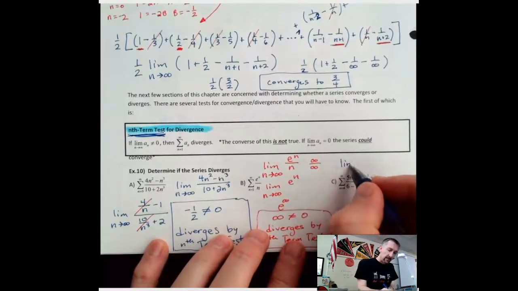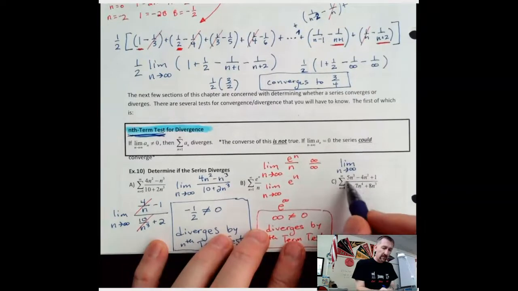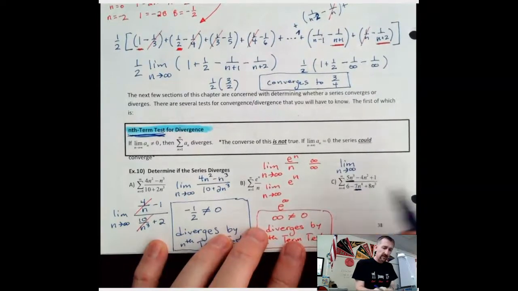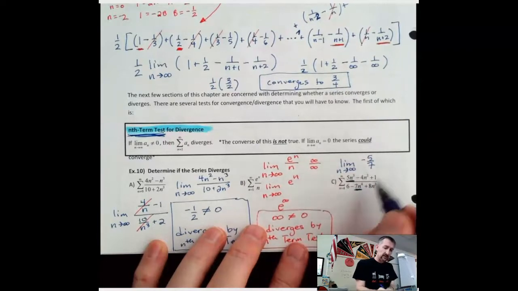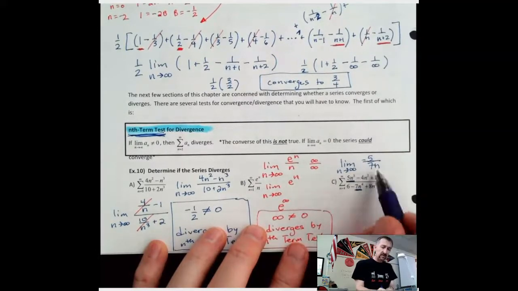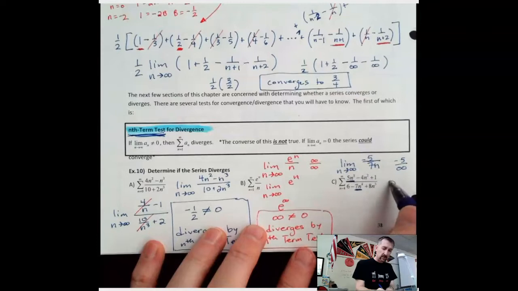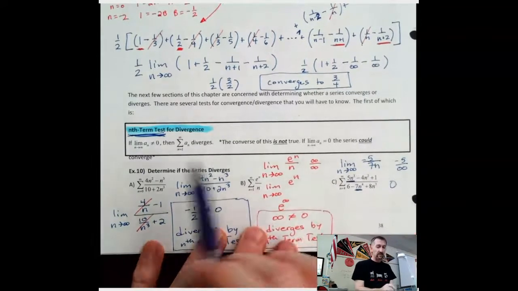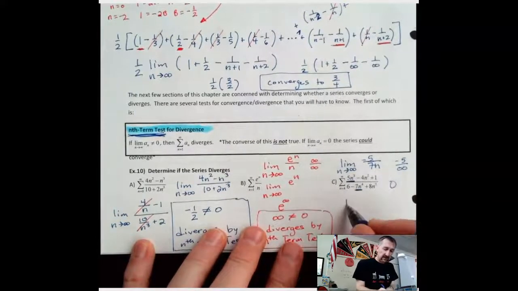We're going to take the limit as n approaches infinity of all of this. What we can do here is focus on these. So that would be negative 5 over 7n. So as that approaches infinity, that's going to be negative 5 over infinity, which is 0. Okay, so this is what we were just talking about. The converse is not true, so we can't say anything about it, so it's inconclusive.